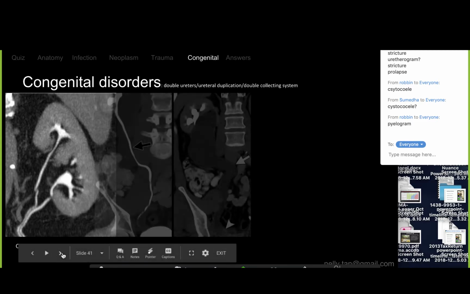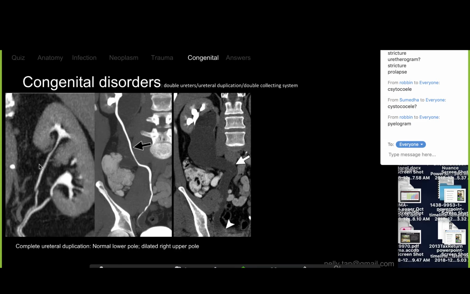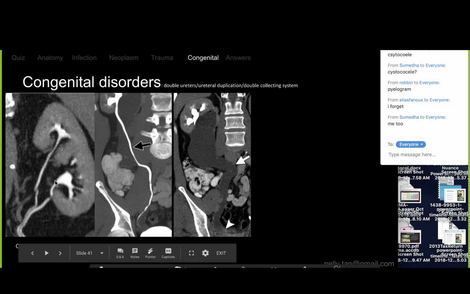Okay, congenital disorders. These are just some congenital anomalies that can develop in patients. Here we have two renal pelvises and two ureters. What is that called? Any thoughts? Normally we should just have one, but here we see two. So this is called a duplicated collecting system. Sorry, there are no creative words for it, but it's a duplex collecting system.